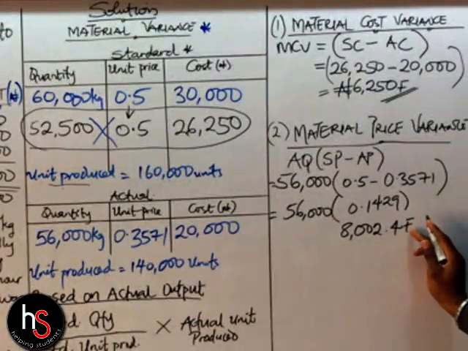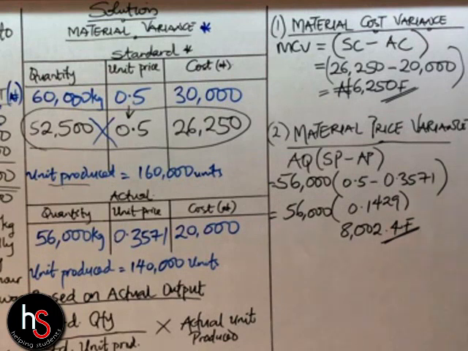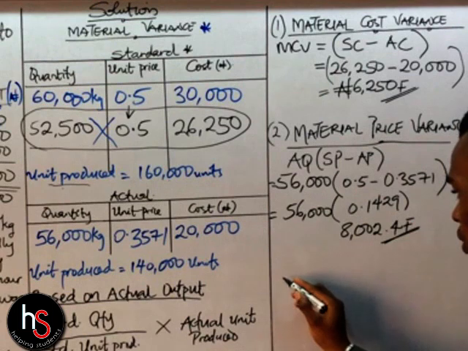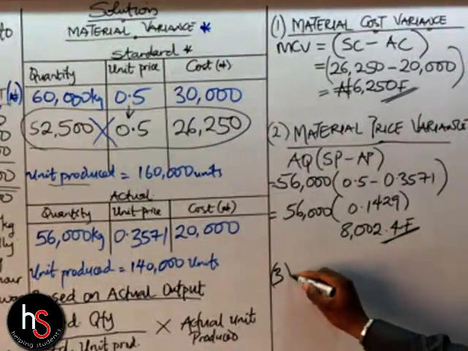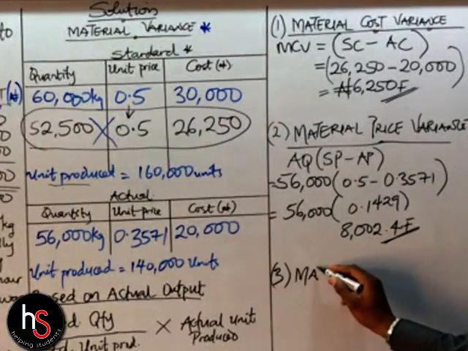8,002.4 favorable. Okay? 0.4F favorable. And this is the answer for the second question. So we'll come over to the third one. The third one is what? The material usage variance.